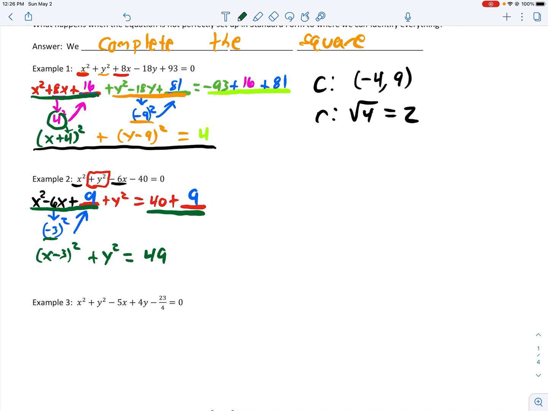So now I have my equation. It's in descriptive form. So my center, right, the minus 3, so this would be positive 3. Okay, y squared, there's no number added or subtracted, so it's 0. So it hasn't been shifted from the origin up or down. It's just been shifted right 3. And then your radius would be the square root of 49, which is 7.